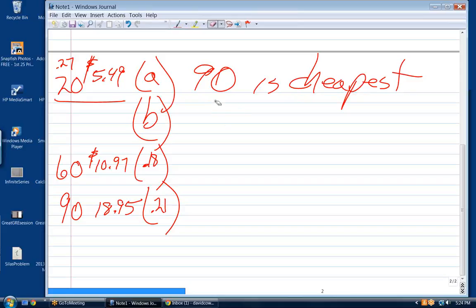Yeah. So the next one is, which container has the lowest rate? How does this compare with your answer in part A?